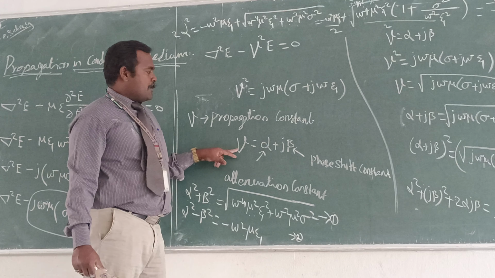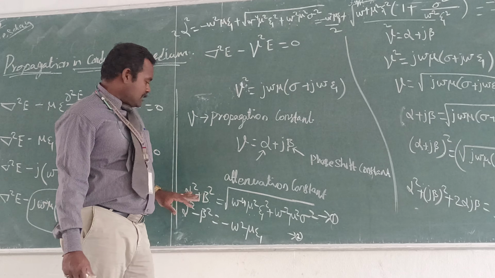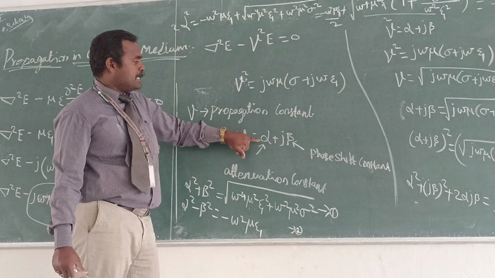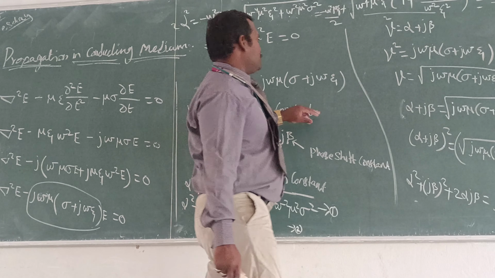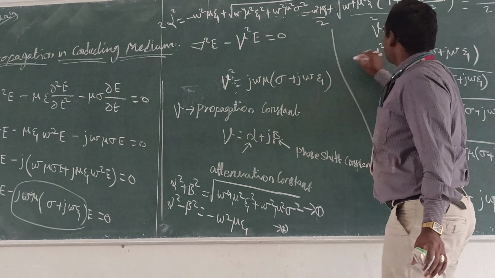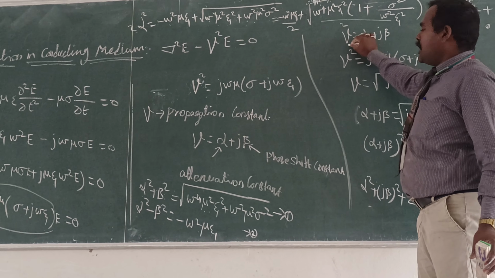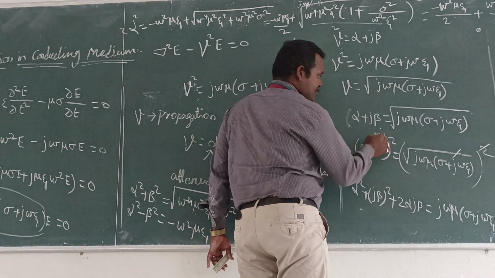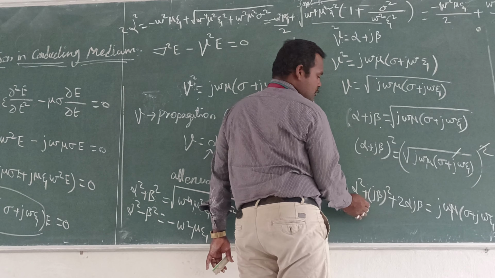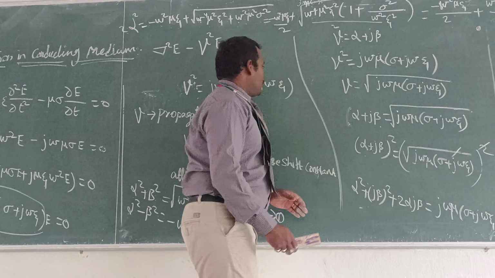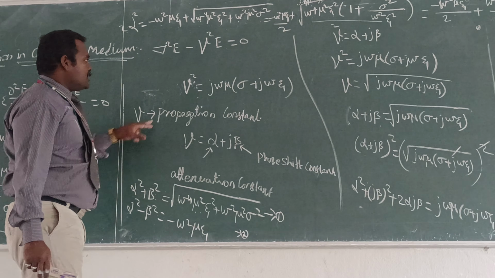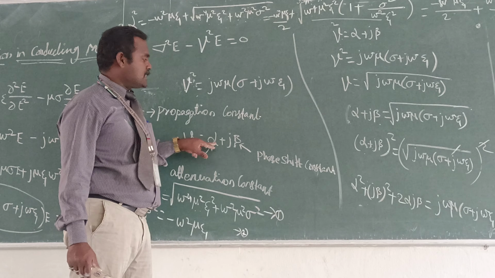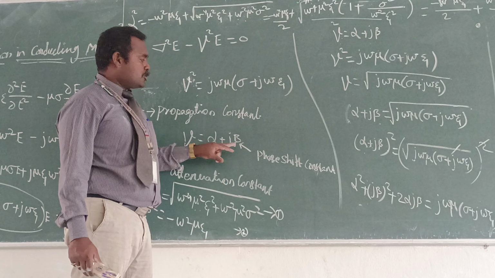So here gamma equals alpha plus j beta. Here we also have gamma square. From the expression you can find gamma, and you can compare these two equations to find alpha plus j beta. Then you can take the square on both sides to obtain the alpha value. After simplification, you obtain the propagation constant. From the propagation constant, you need to find both the attenuation constant as well as the phase shift constant. Both you need to derive.